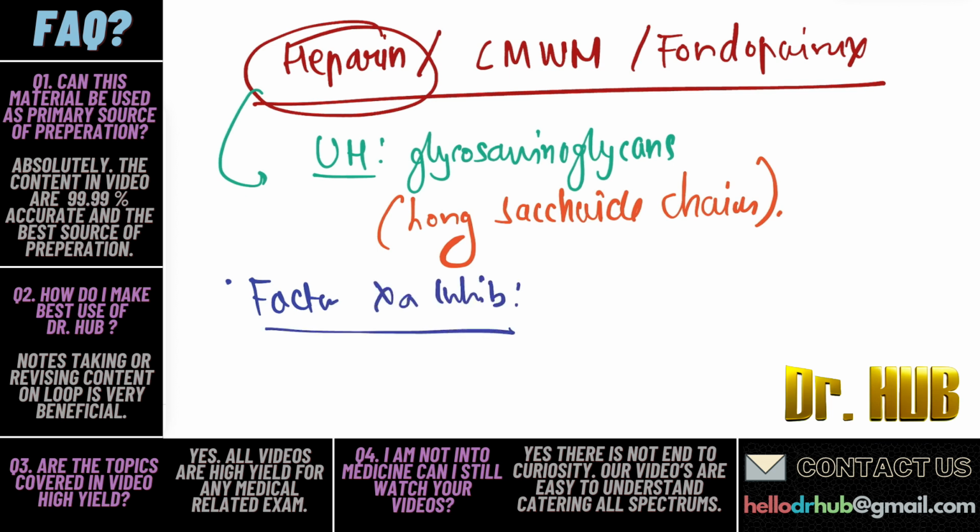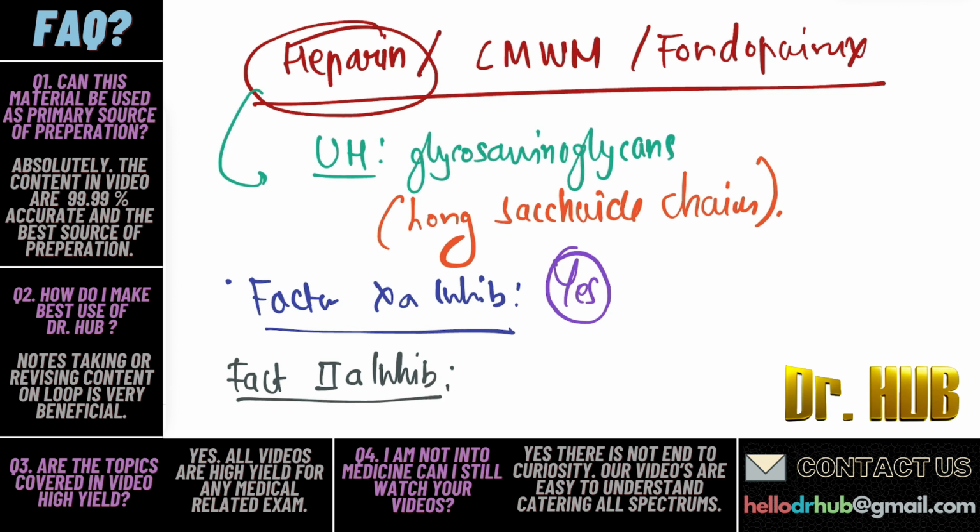Under the factor 10A inhibition, is it present? The answer is yes. Then we move on to the factor 2A inhibition, and the answer is again yes. So the 10A is equal to the 2A. The long chains act on 10A and 2A equally.